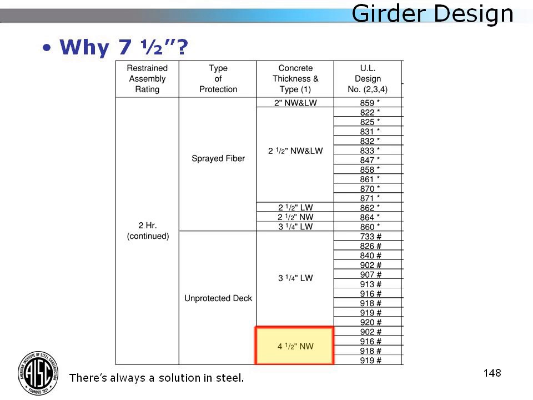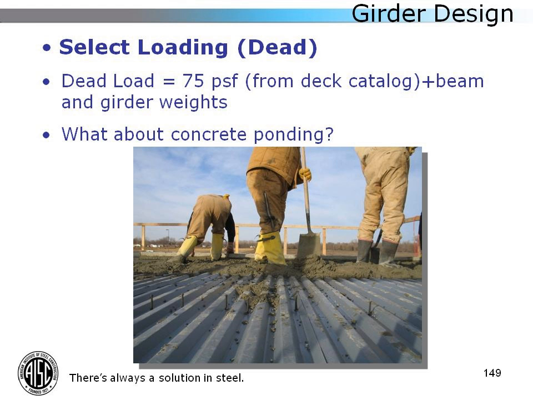First of all, you might be wondering why we used a 7.5 inch thick slab, and the reason is fire rating. We wanted a 2-hour rating without having to spray fireproof the deck. UL rating requires that you use either 4.5 inches of normal weight concrete or 3¼ inches of lightweight concrete above the top of the deck. So with our 3-inch deck, normal weight concrete, we ended up with 7.5 inches. You can get tables like these at the back of most any deck manufacturer's catalog. As far as the weight of this, from a deck catalog, it's about 75 pounds a square foot.